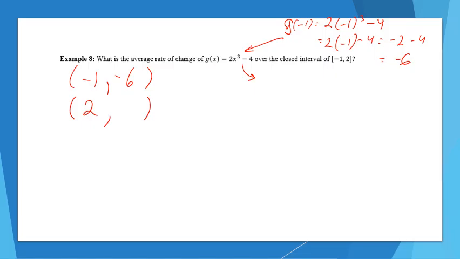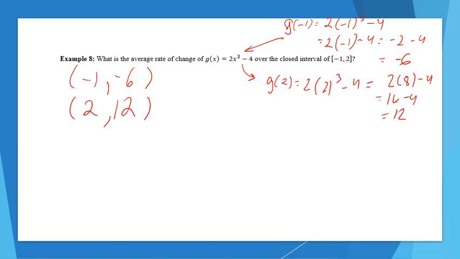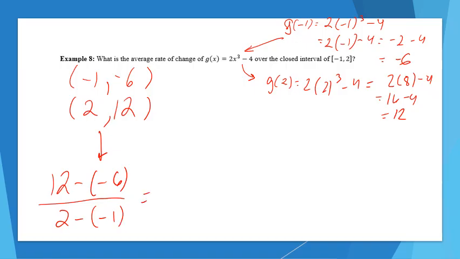Now if we want to do the same and find g of 2, this is 2 times 2 cubed minus 4, which is 2 times 8 minus 4, 16 minus 4, and we should get 12. Now we can plug this into the slope formula. So 12 minus negative 6 over 2 minus negative 1. This should give us positive 18 over 3. And so our average rate of change, or slope from the line of negative 1 to positive 2, should just be 6. So 6 would be our answer here.